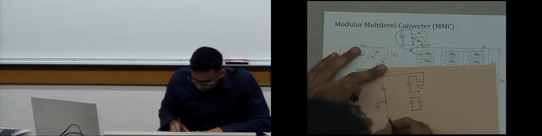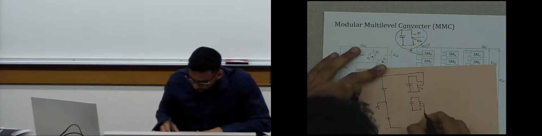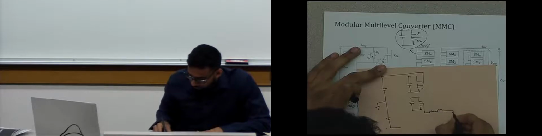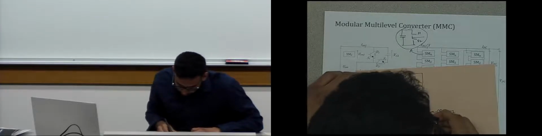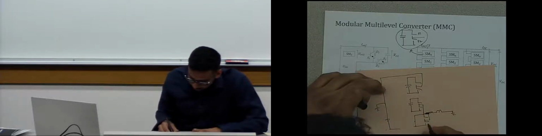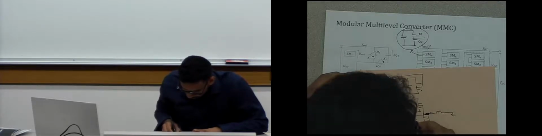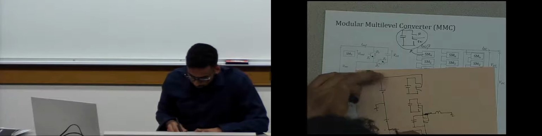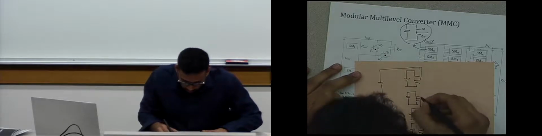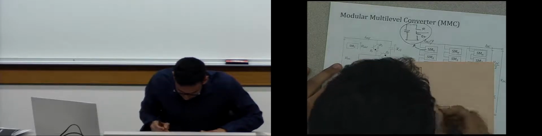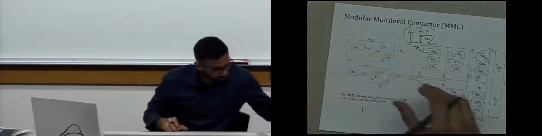So like that, and then I take the output here, and this point should be there, and so that's how they are connected. So I take the output of each half bridge, and I messed it up.